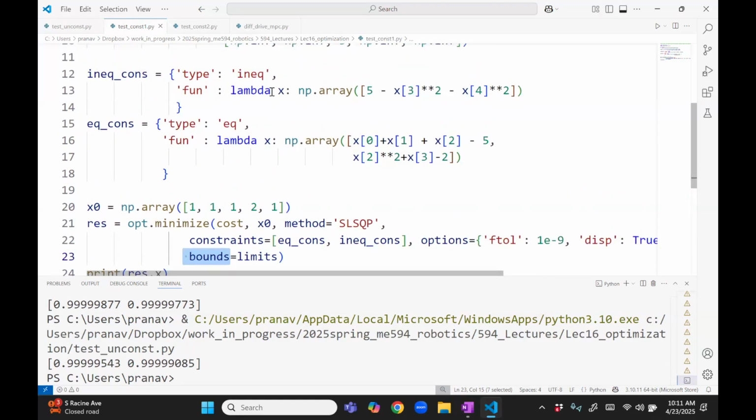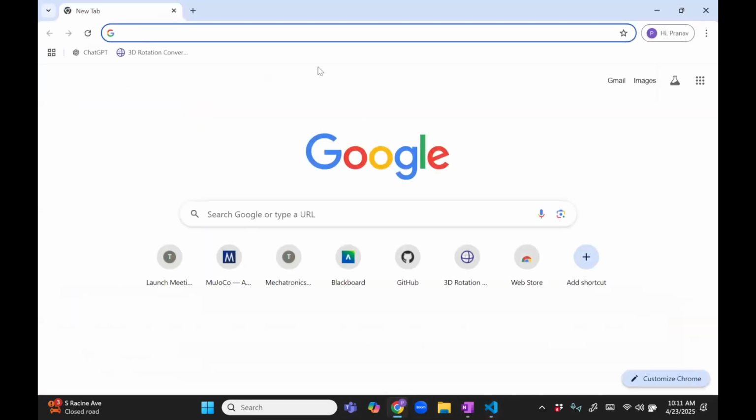And then this one is the inequality constraint, and it requires the inequality constraint to be specified as something greater than something less than 0. We can check this quickly. I'm not too certain.